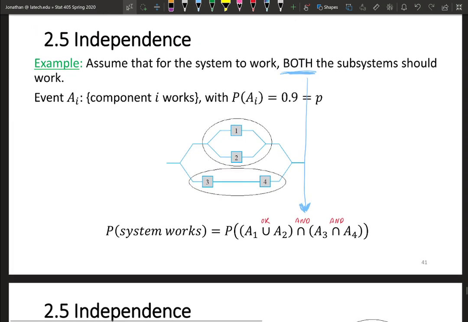Good question. Normally, with a diagram like this, you would think, okay, this one could work or this one could work, as long as I get whatever over to the other side. But it says both subsystems should work. So both ovals need to be functioning.